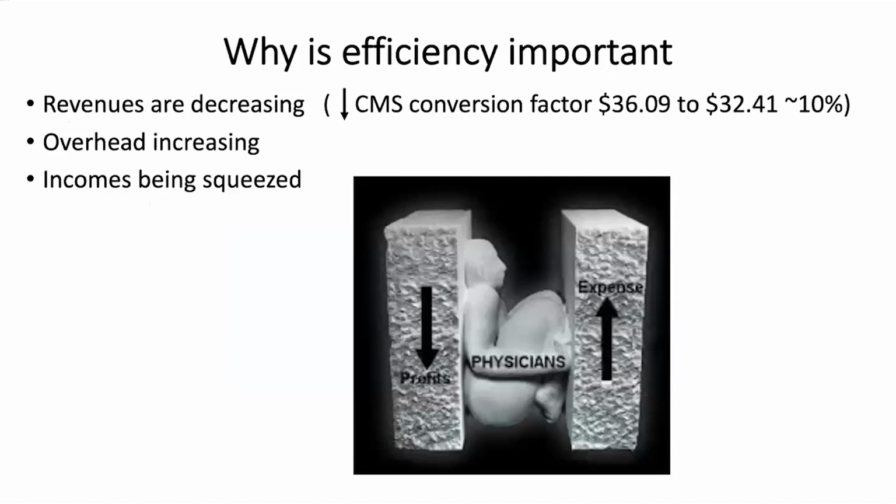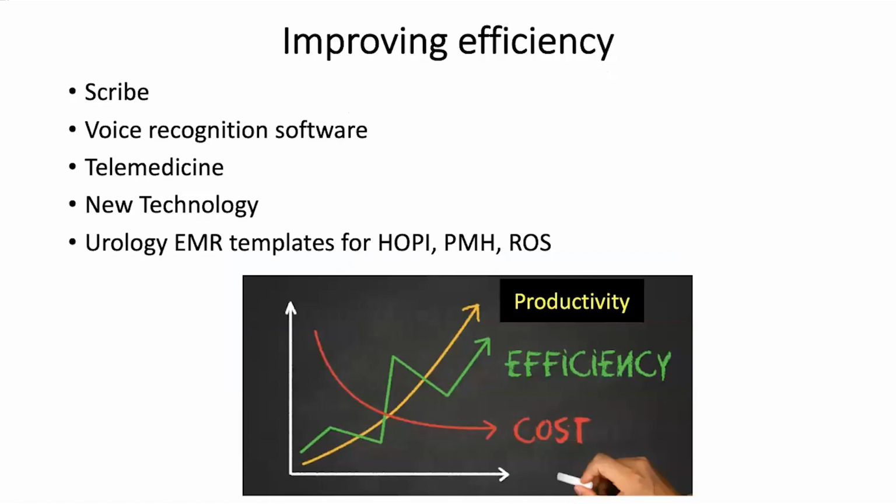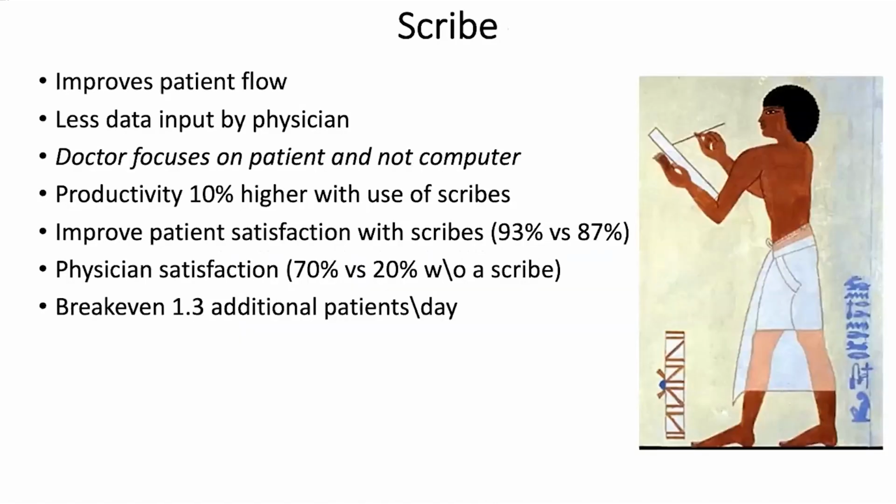So why is efficiency important? We are seeing that revenues for many of our patients are decreasing. As of January 2021, CMS has decreased the conversion factor about 10%. We are seeing rising overhead costs, and as a result, our incomes are being reduced. By improving efficiency, we can significantly increase productivity and potentially decrease our cost of care.